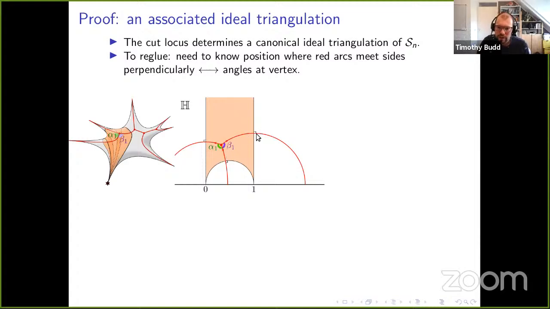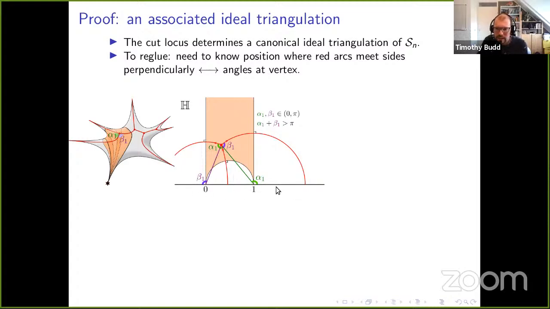So specifying where the red edges intersect the sides is equivalent to specifying the position of the red vertex of the cut locus within this triangle. And I said that this was determined by the angles alpha and beta. An easy way to see this is that if I draw these line segments to 0 and 1, then I can easily read off those same angles in the angles that these segments make with the real axis.